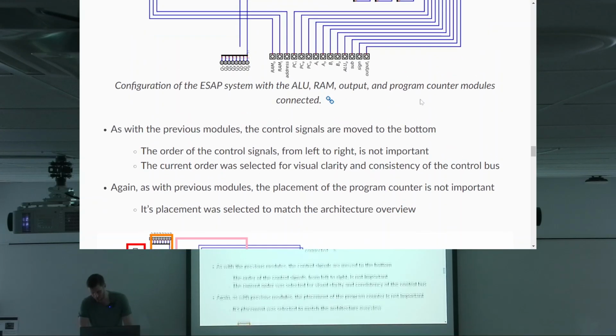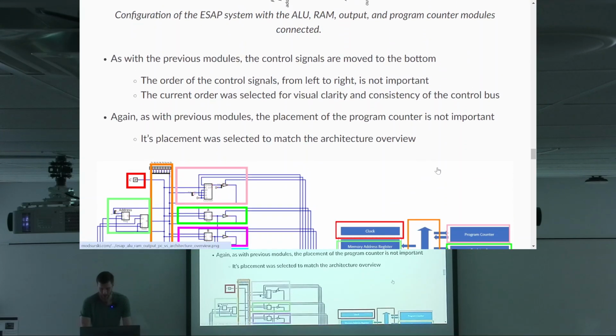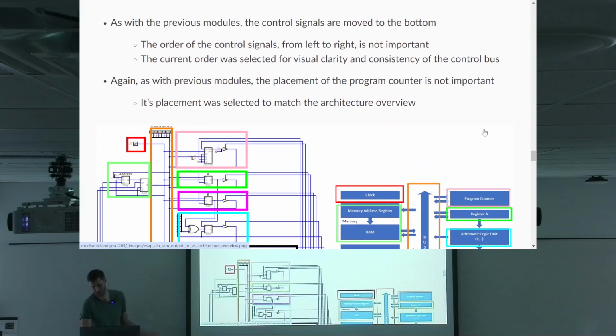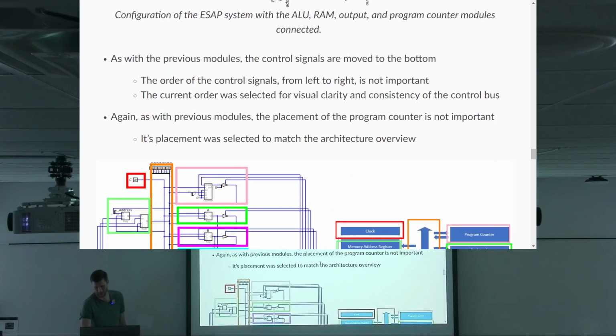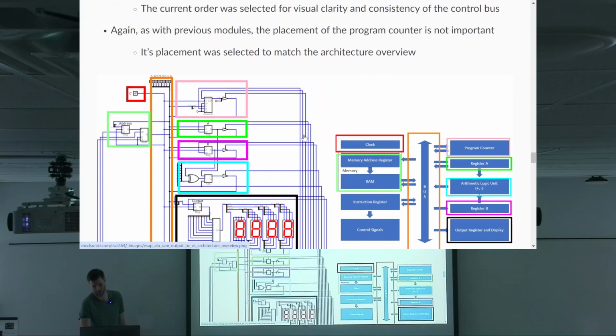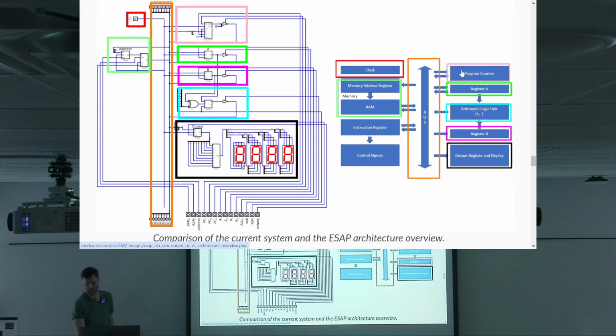So as with the previous module, the control signals are moved to the bottom. The order of the control signals from left to right is not important, although it is if you want a nice design. The current order was selected for visual clarity. Again, as with the previous modules, the placement of the program counter is not important. What is important is how it's connected, but I put it there so it aligns with this overview image that we were using. So it's the exact same design. We just added the program counter. And before talking about the program counter, you may have wondered why we need input. Well, again, to enable things like looping and whatnot.